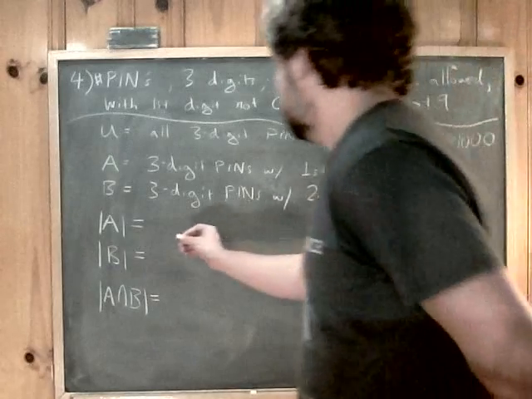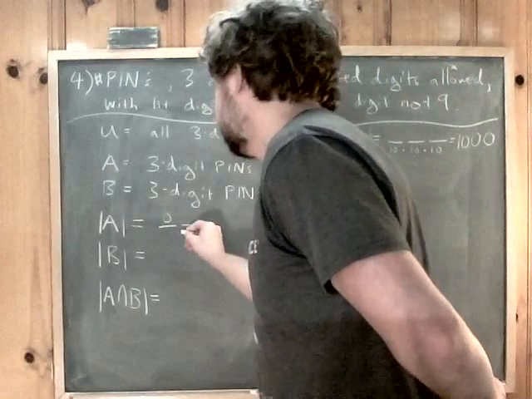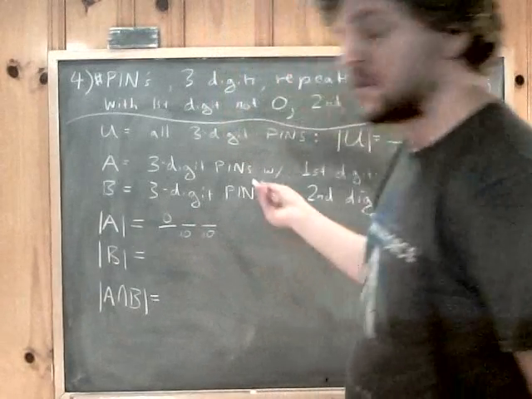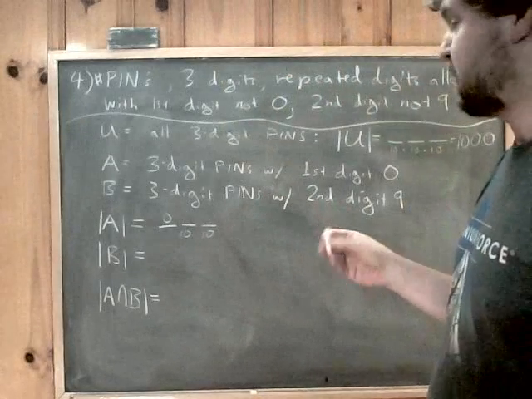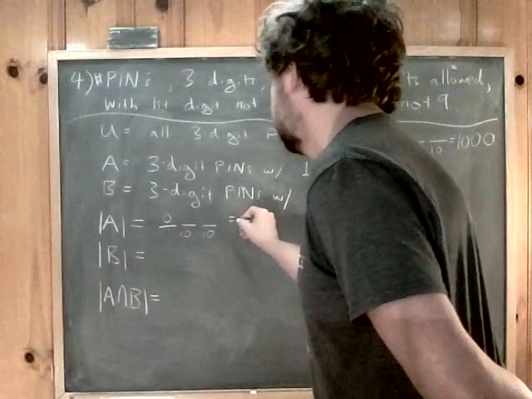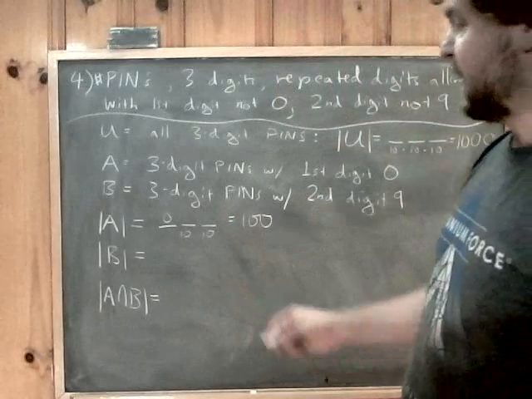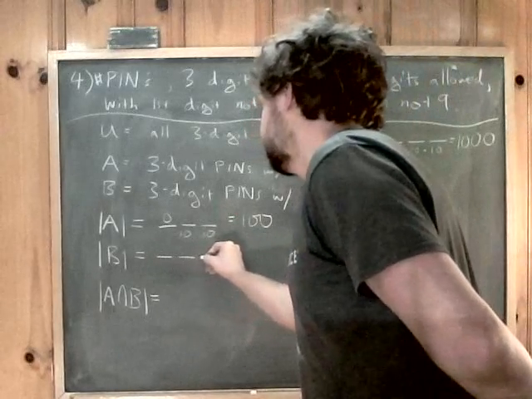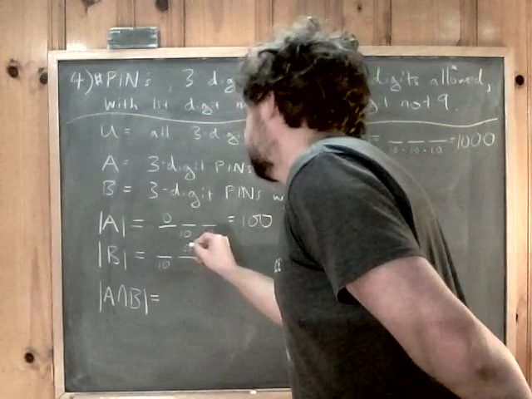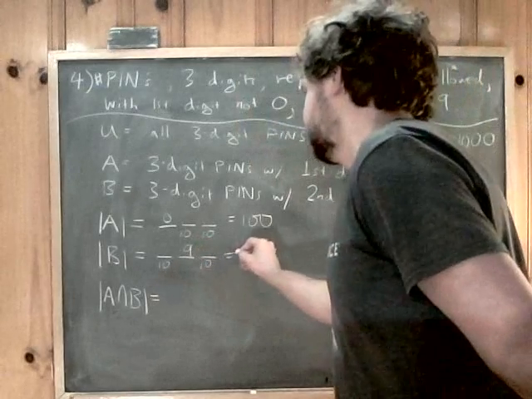So if the first digit is a 0, I'll go ahead and fill it in. But then there's still 10 options for each of the other 2 digits. We're allowed to repeat. And so that would give you 100 for the number of items in A. Same for B. This time I'll fill in that 9, but then there's still 10 options for each of the other 2, and that gives me 100.